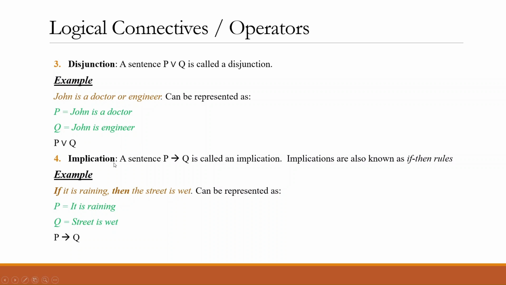Next, implication. A sentence P implies Q. This is the symbol for implication. Implications are also known as if-then rules. For example, if it is raining, then the street is wet. Again, this can be broken into two atomic propositions. Proposition P, it is raining, and proposition Q, the street is wet. So P implies Q.